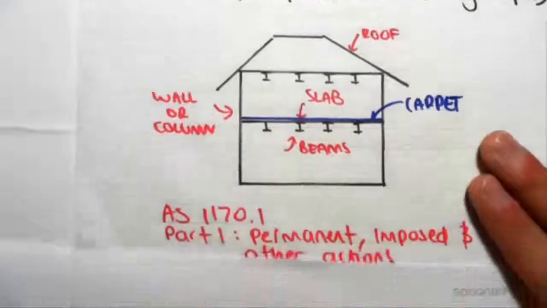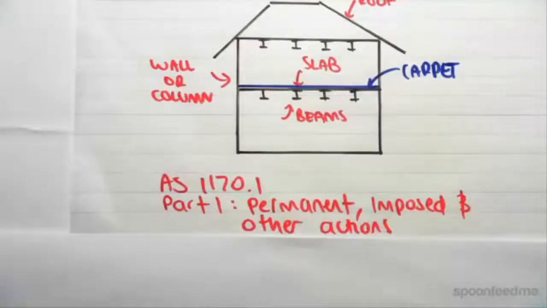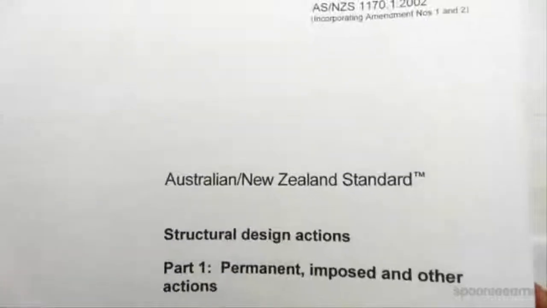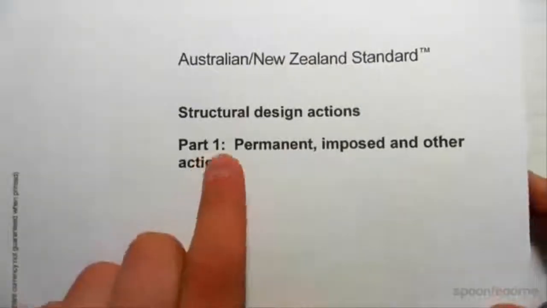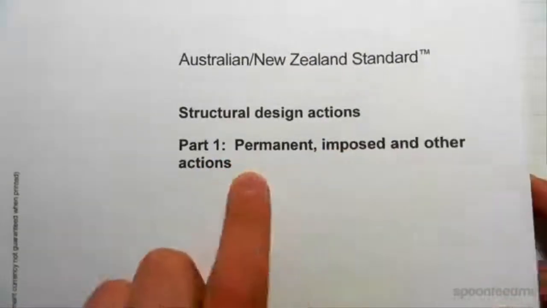Now, the code for this is AS 1170.1, Part 1, permanent actions, permanent, imposed, and other actions. So I've got that over here. AS 1170.1, 2002, Part 1, permanent, imposed, and other actions.